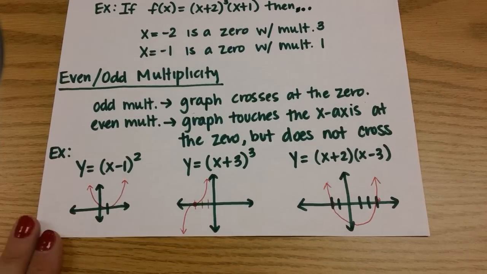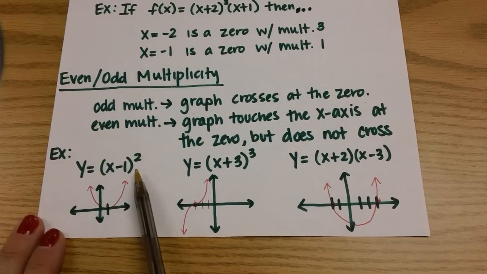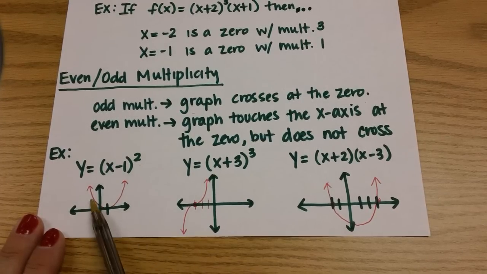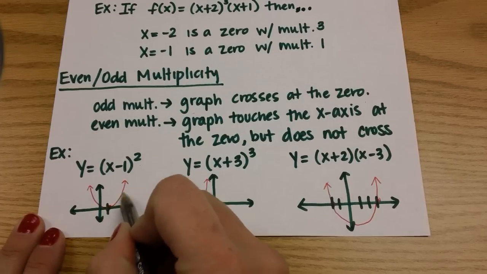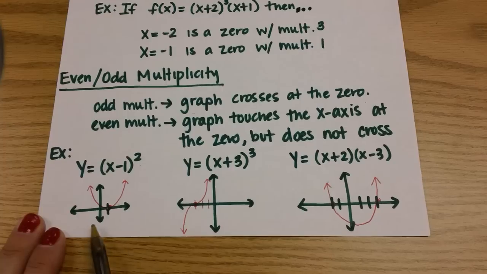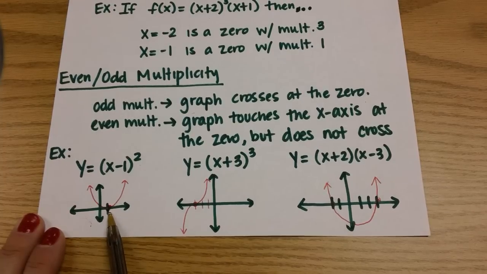Okay? In the first one, we have y equals (x minus 1) squared. Our multiplicity is 2. That means our graph is going to come down and touch it at the point, and then continue back up. So it's never actually crossing the x-axis here.